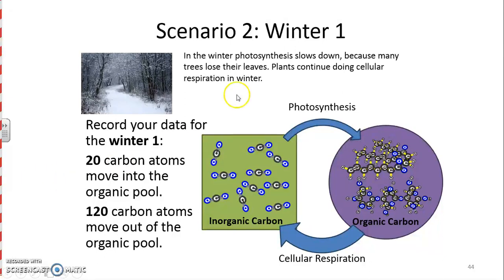In this example, our photosynthesis is going to go way down. We might have a little bit of photosynthesis going on, but it's going to go way, way down. And our cellular respiration is a lot higher. So I'm going to tell you, all right, we're going to have 20 pounds added by photosynthesis and 120 removed from the forest by cellular respiration. Let's go ahead and graph that.